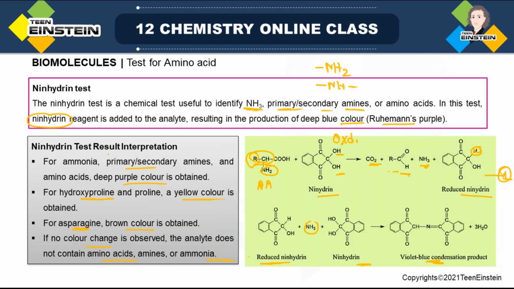So this test is mainly for amino acids. It is not for peptide bonds or proteins, and not just for amino acids. It is also positive for any other amine and even for ammonia. Okay.